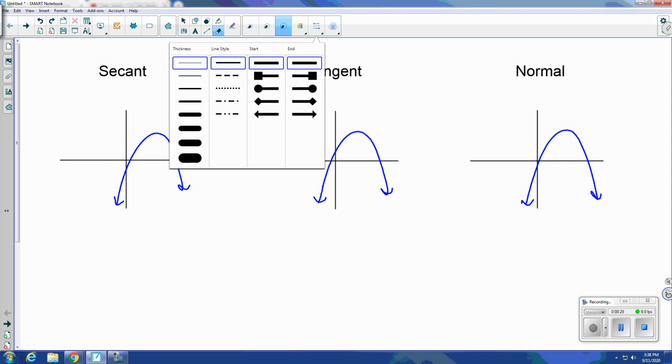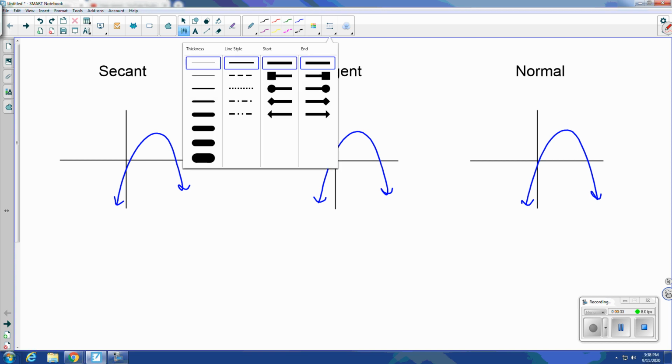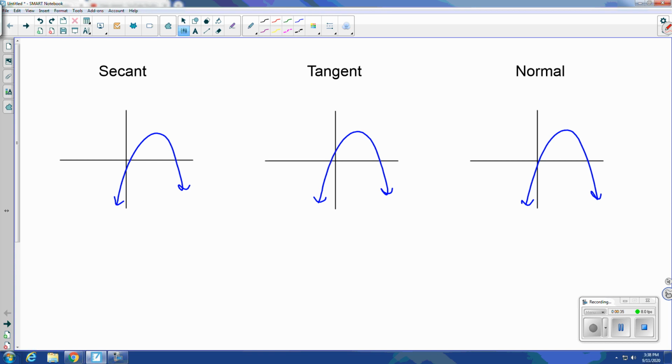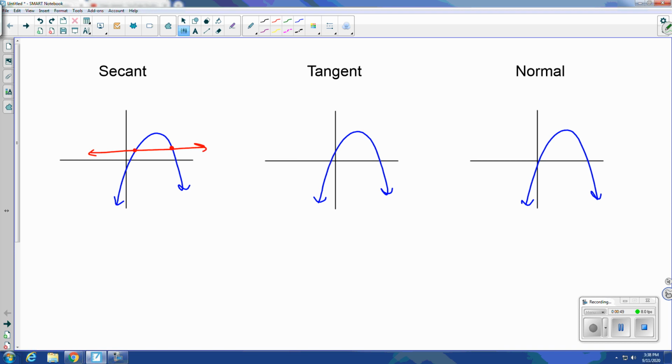We've introduced the secant line previously, but the secant line is a line that passes through two distinct points on a function. The term secant means to cut, so you can think of it as it cuts the function in two spots. So that would be an example of a secant line through 2 points. A tangent line is a line that touches the function in 1 point, so it's passing through only one distinct point.